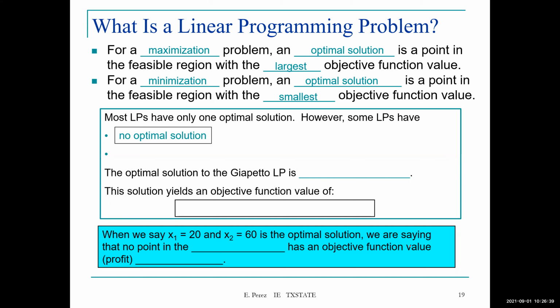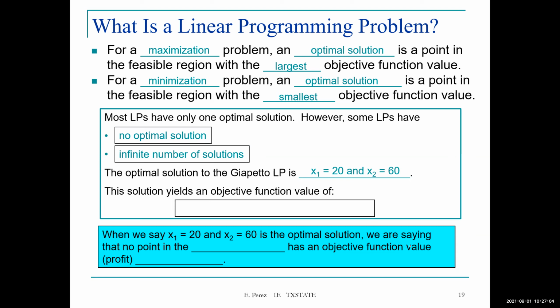Most LPs have only one optimal solution. However, some LPs, or linear programming models, have no optimal solution or an infinite number of solutions. The optimal solution to the Yapeto's LP is x1 equals 20 and x2 equals 60. So that would be the optimal solution. In the next lecture, I'm going to show you how to find that.